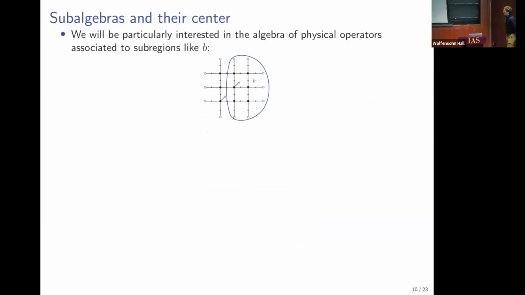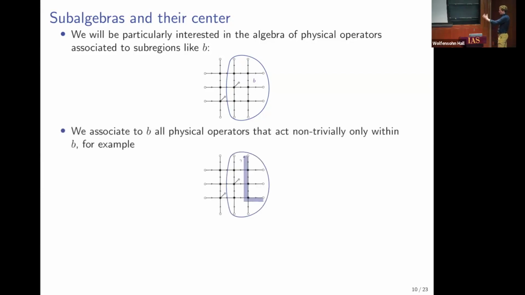Now, I want to talk about subalgebras. We'll be particularly interested in the algebra of physical operators associated to subregions like B. So B here, this little b, is this region I've tried to indicate by drawing this blue circle. I want it to include all the links and vertices and matter in the circle and also even partially inside the circle. So even these links that are half in, half out, let's include them in B.